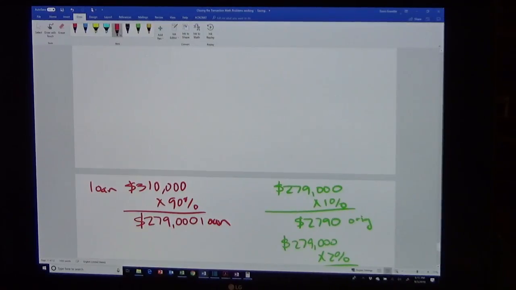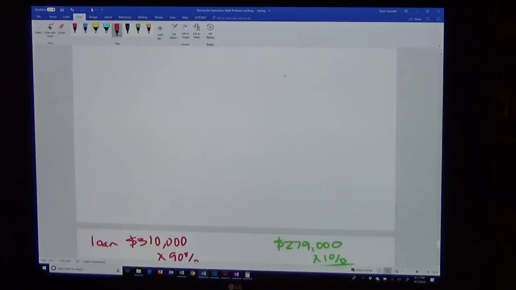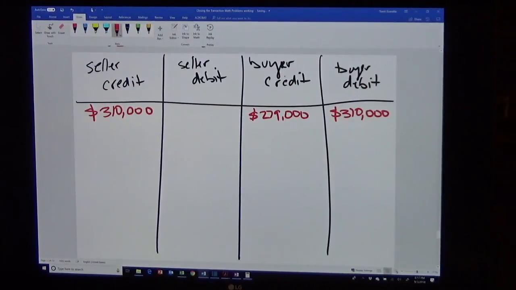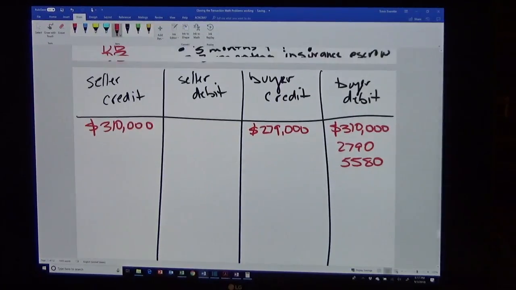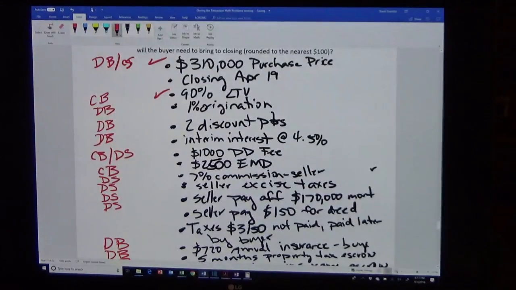Gosh, this thing is really struggling right now. Alright. $27.90 buyer debit and $55.80 buyer debit. So we've taken care of both of those.